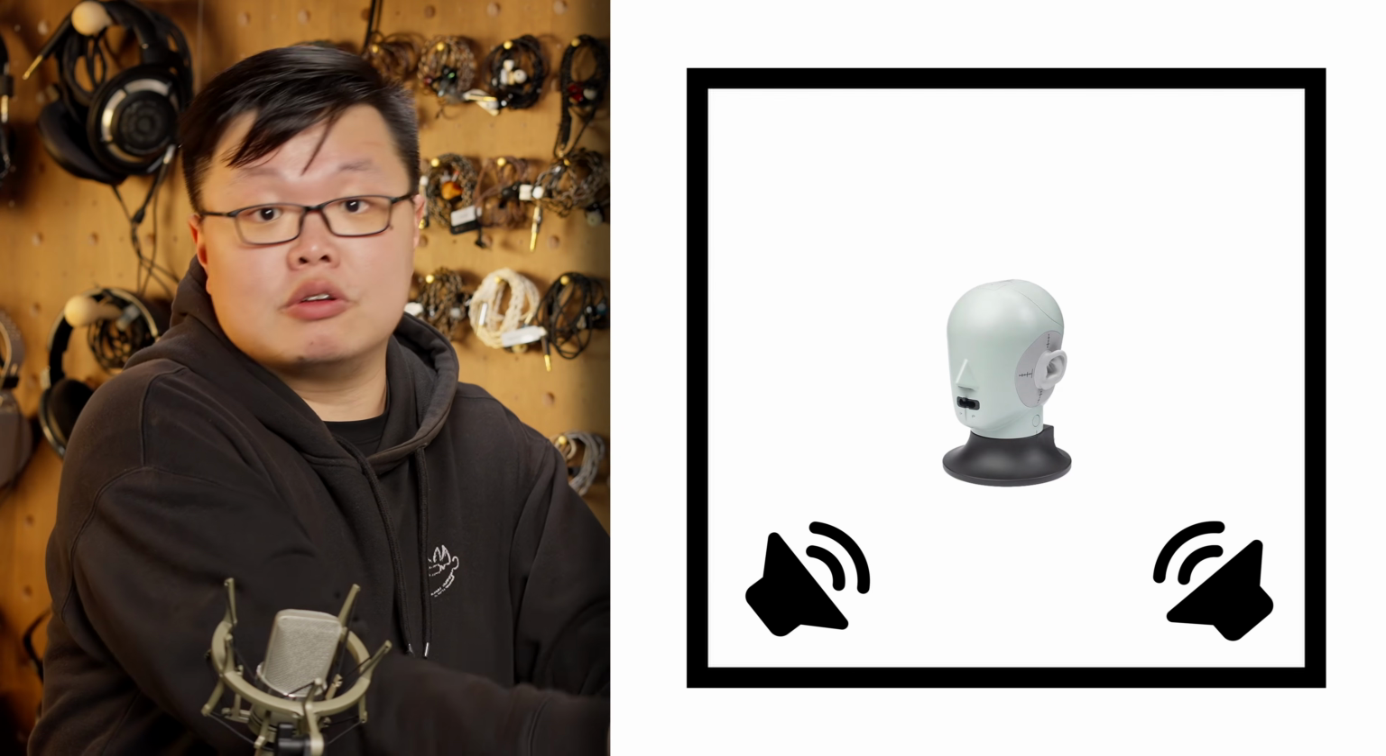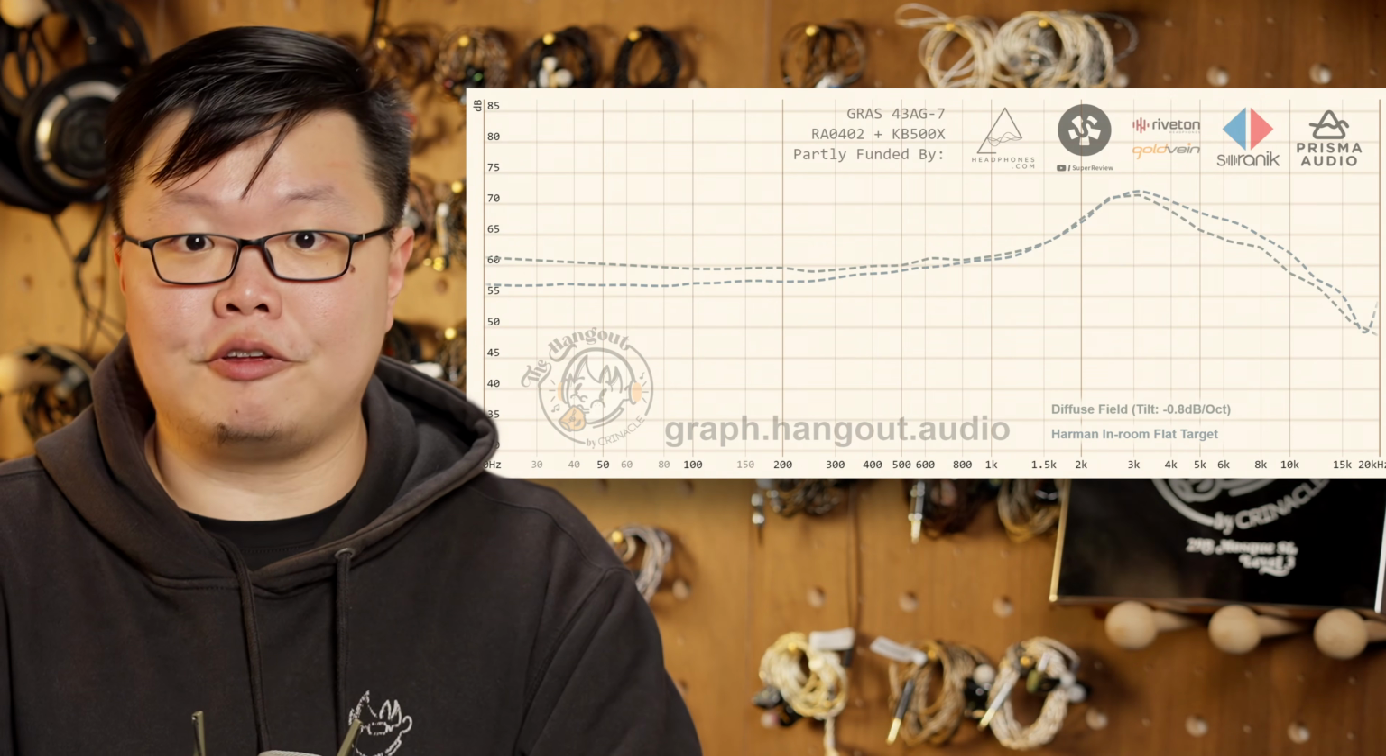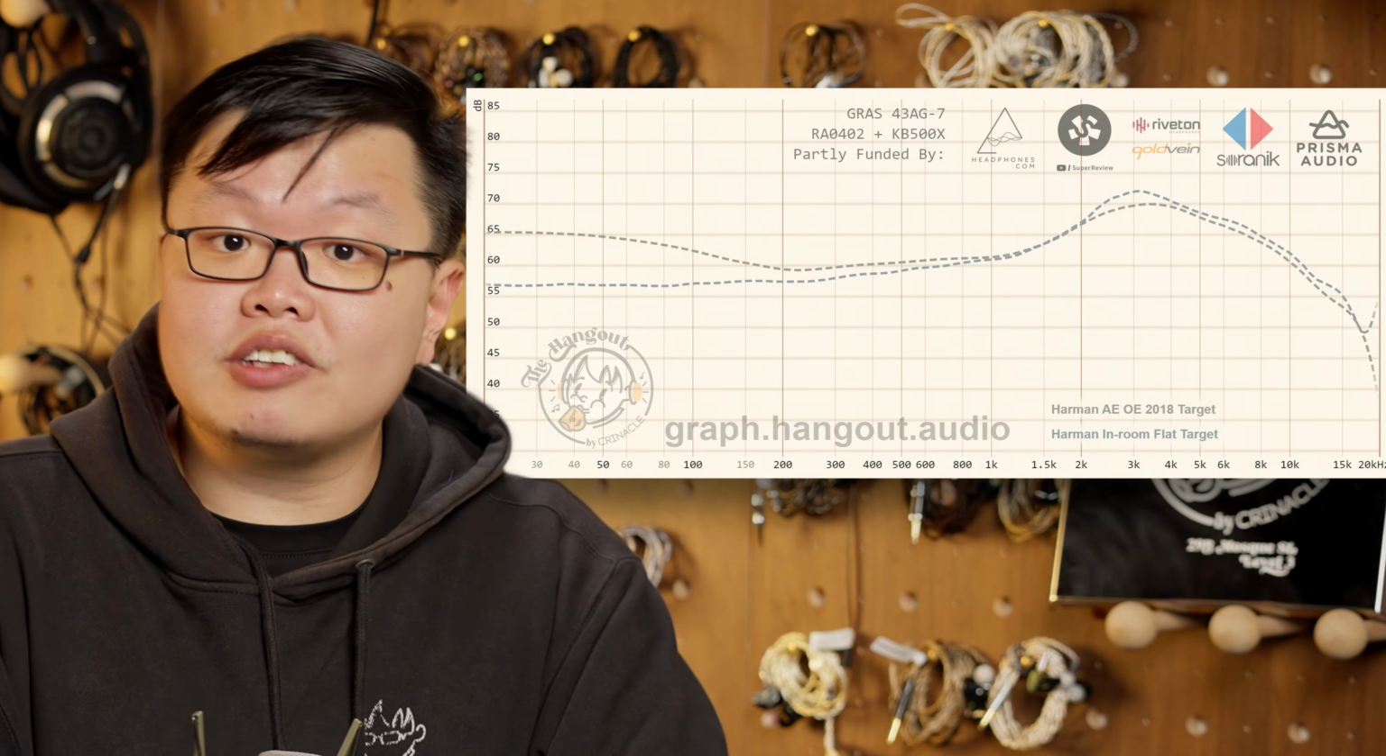So the science is that we can obtain a flat curve by placing this head simulator into a well-treated room with some good speakers. Targets are typically derived from adjustments of this flat curve, for example, tilted diffuse field, and even the Harman target. So the question that you probably have is, if a headphone doesn't hit the target, does that mean that it's bad? Not necessarily. It's really all highly contextual.